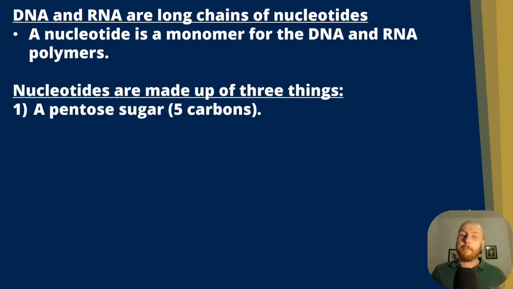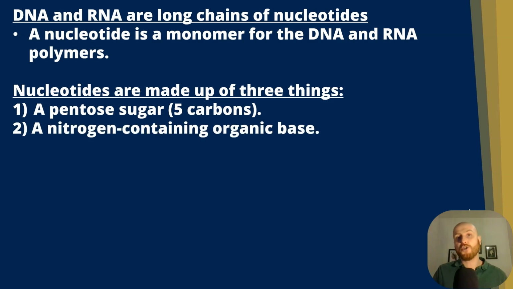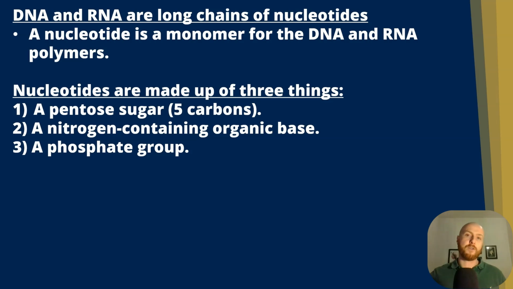Number 1, a pentose sugar, which has got 5 carbons within it. Number 2, a nitrogen-containing organic base. And number 3, a phosphate group. Now, for number 1, the pentose sugar having 5 carbons, it's easy to remember this as pentagons have 5 sides, and pentose sugars have 5 carbons, and I always say this to my students to help them remember it.